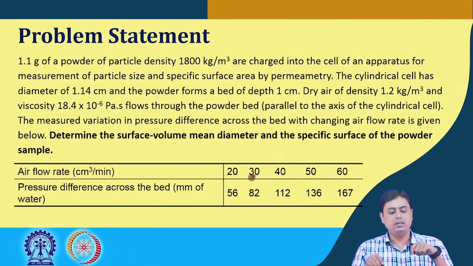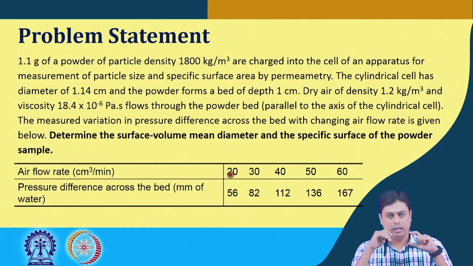So the question is, determine the surface volume mean diameter and specific surface of the powder sample. So how do we solve this problem? Let me again summarize the whole problem statement. There is a cylindrical cell where the particle size is determined by the permeametry method.